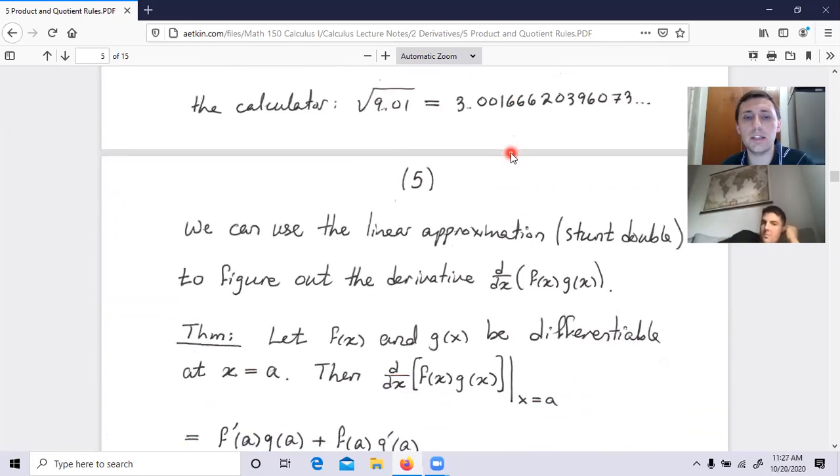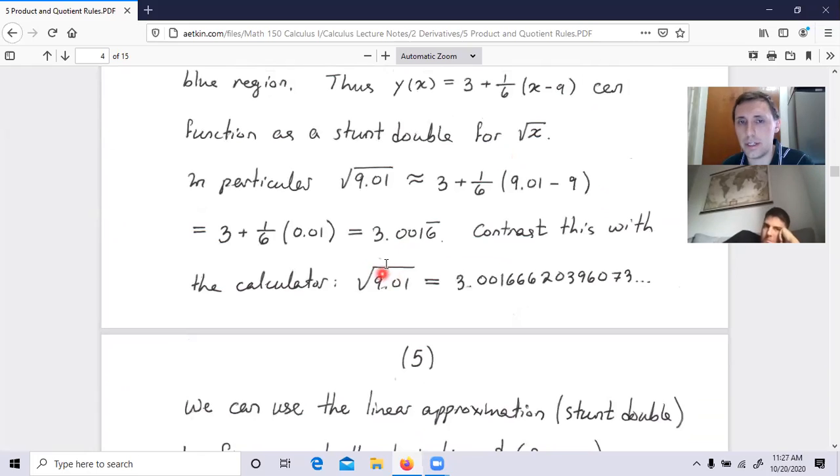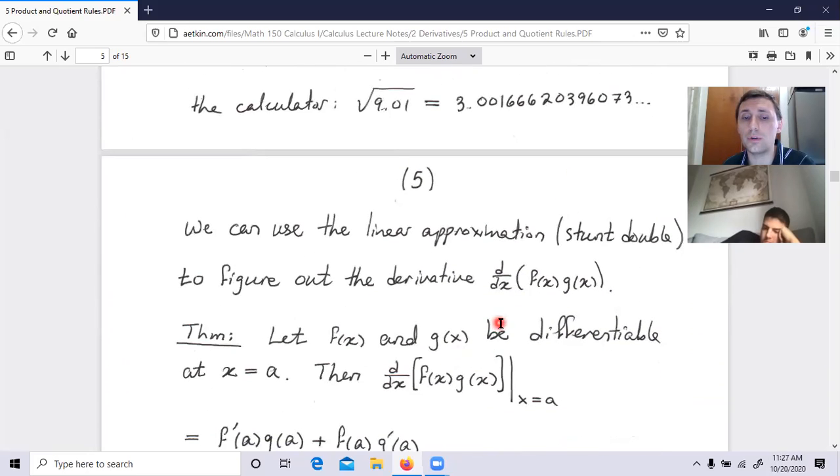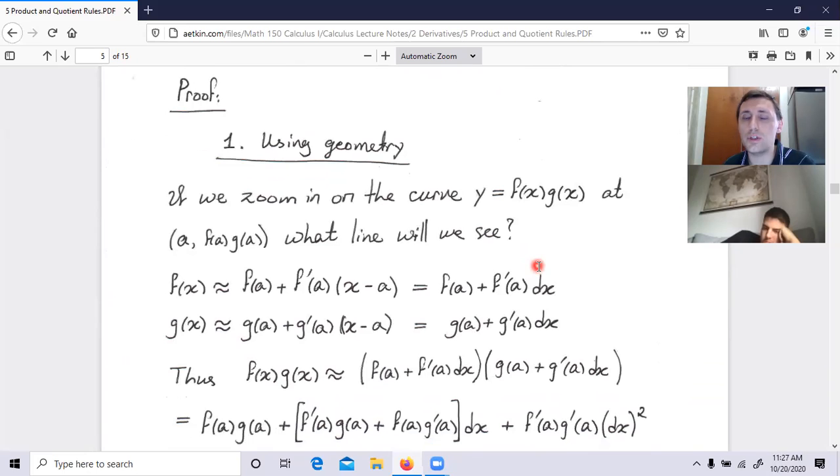So here, guys, is how that idea of linearization works. You see, what I'm saying is stand double: zoom in, and you will see a line. See if you understand what I'm going to explain now. Here is how I can use that idea to figure out the derivative of the product. Okay, so using geometry, I'm assuming that my function f is differentiable at some point a, and that means when I zoom in at the point a, I will see this stand double near f of x, right? f of x is going to look like this line.